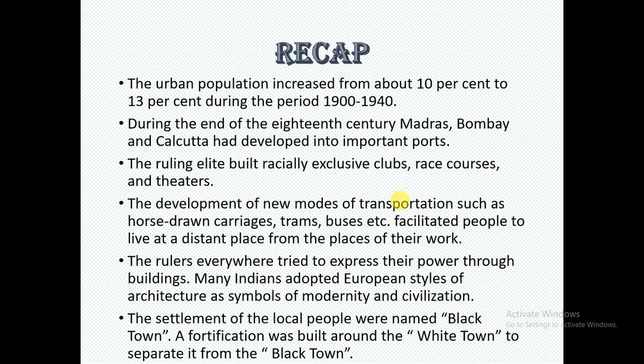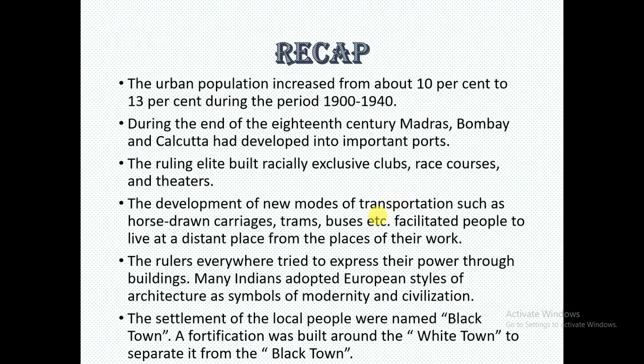When the development of the cities happened, especially in the three cities of Bombay, Madras and Calcutta, during that time the urban population increased from 10% to 13% during the period of 1900 to 1940, right? So within 40 years the urban population increased from 10% to 13%. And during the end of the 18th century the administration system and provincial centers of Bombay, Madras and Calcutta were being developed, and these three were considered important ports during the colonial government.